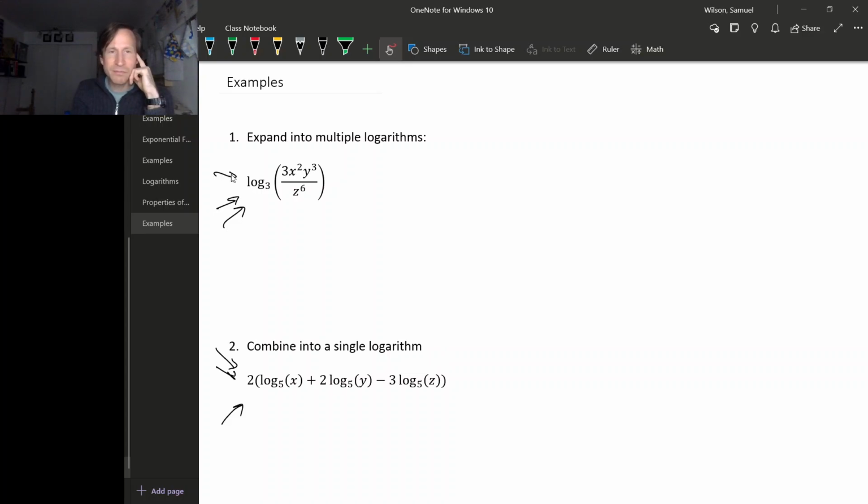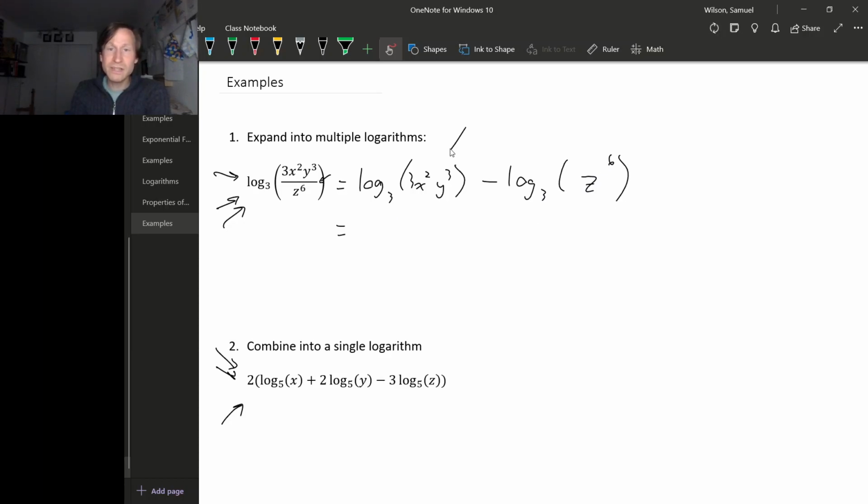So let's expand this single complicated logarithm into multiple simple logarithms. When I say simple, what I mean is let's rewrite it so that the stuff inside of each logarithm is as simple as possible. All right, well, a logarithm sees the last operation inside of it, and that's the quotient. So we can use the quotient rule for logarithms. So this is log base 3 of the stuff upstairs, which is 3x squared times y cubed, minus log base 3 of the stuff downstairs, which is z to the 6th.